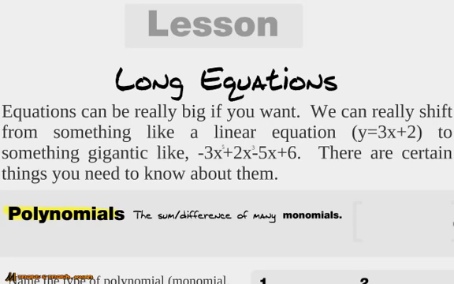Well, when we look at polynomials, they are really just long equations. In the past, we've looked at linear equations where they're just y equals 3x plus 2, something like that. But today we're going to be looking at something gigantic like this, negative 3x to the 5th plus 2x to the 3rd minus 5x plus 6. Super long equations, and there's a lot of things we need to learn about them, okay?